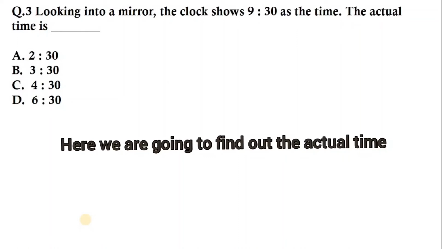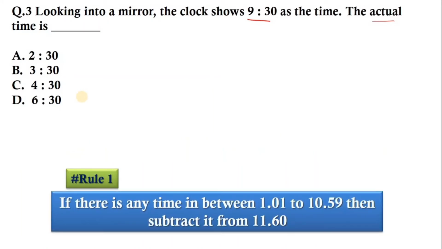To find out the actual time, we have some rule, and based on that rule we have to get the actual time. The time is shown in the mirror, and we want to find out the actual time. It is a mirror time, and we have to find the actual time among these 4 options, A, B, C, D. For that, rule number 1 says that if there is any time in between 1:01 to 10:59, then we have to subtract it from 11:60. So you can see here the time is in between 1:01 to 10:59. So we have to subtract from this 11:60.